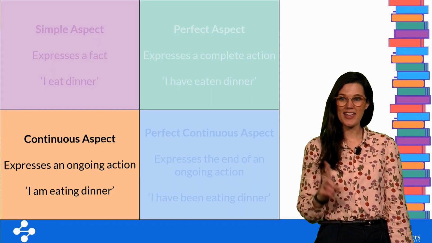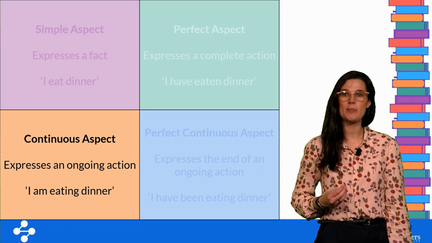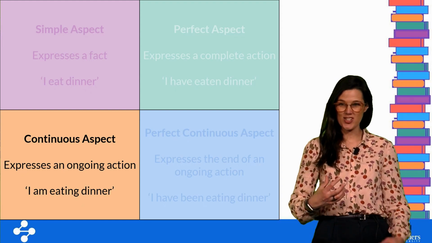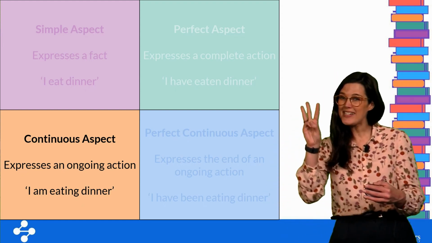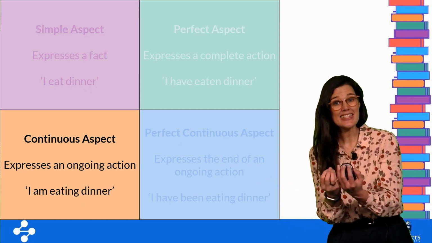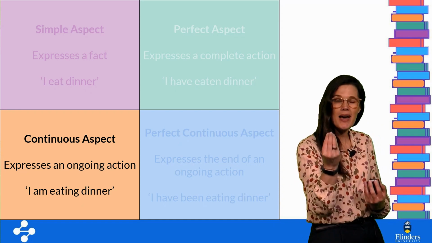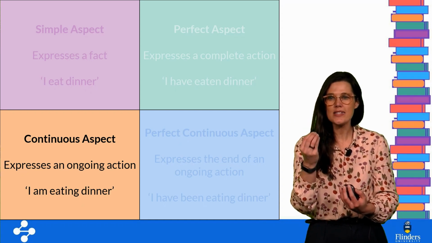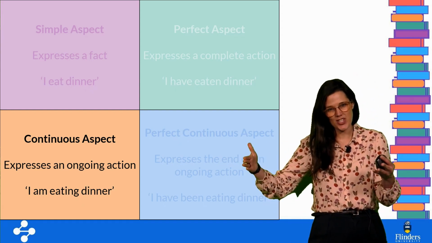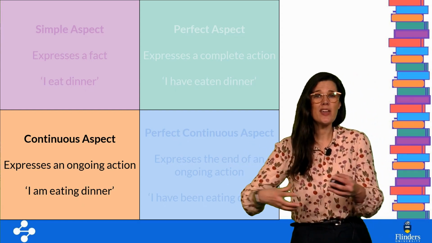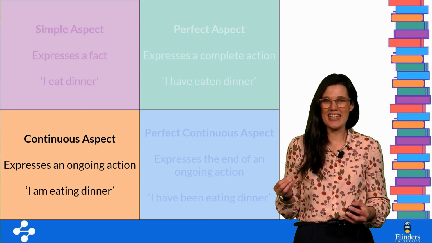Let's now talk about the continuous aspect. Now, continuous is about expressing an ongoing action. So if both the simple and the perfect aspects in all three tenses are about completed actions, defined and specific actions that you can imagine taking place sort of at once, the continuous is a little bit different. It's something that has duration, something that is ongoing or in progress. So let's have a look at this a little bit more deeply.